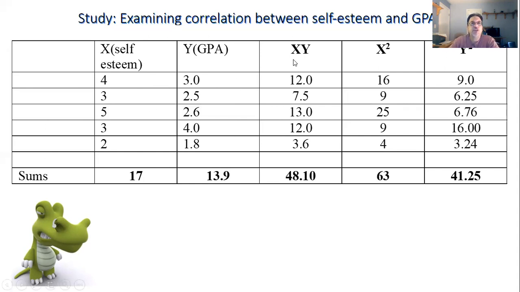But here are the answers that you should have. You should sum the XY column, have a value of 48.10. Sum of the X squared column should be 63. Sum of the Y squared column, 41.25. So these columns down here, ones that are in bold, these are the things that we're going to use as we go forward. Okay? All of this work needs to be done, but it's the outcome of those columns, the sums of the columns, which we're going to be using in the formulas itself.